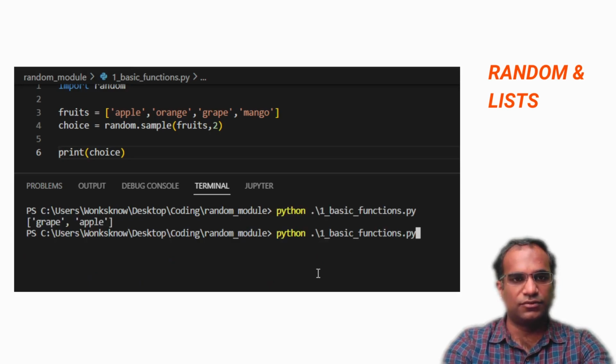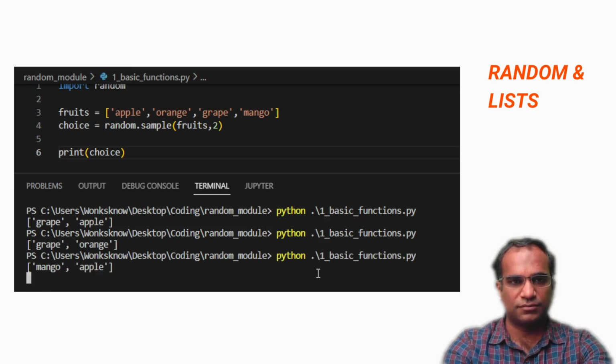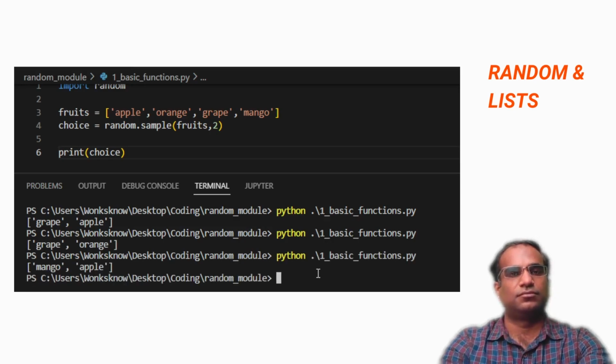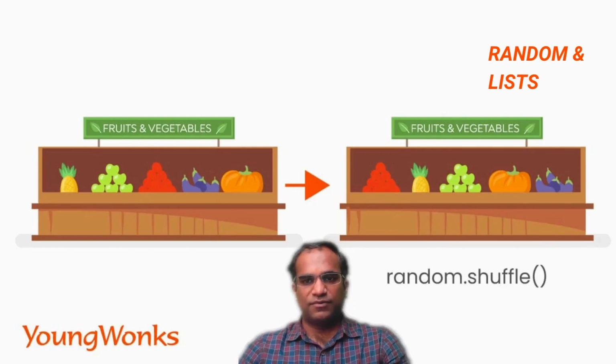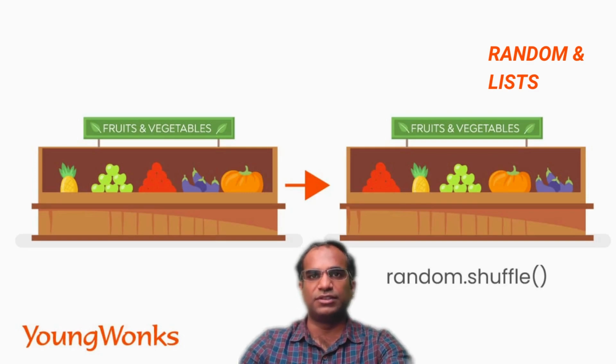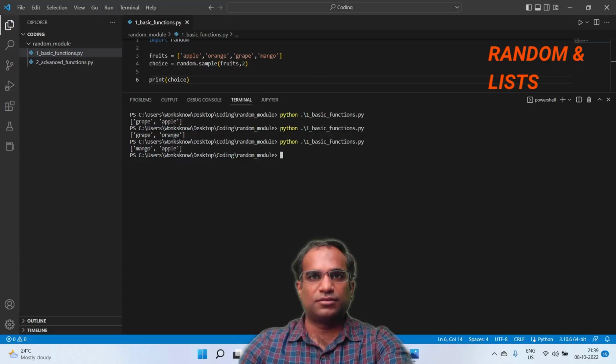I get a list of 2 out of the list. Another very useful random function is shuffle. This allows us to shuffle the contents of the list. Let's take a look.